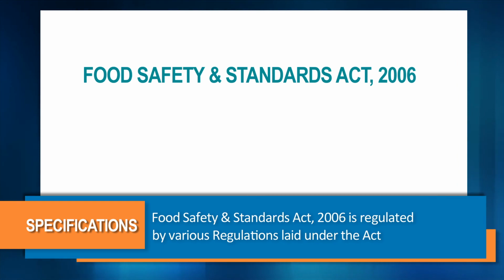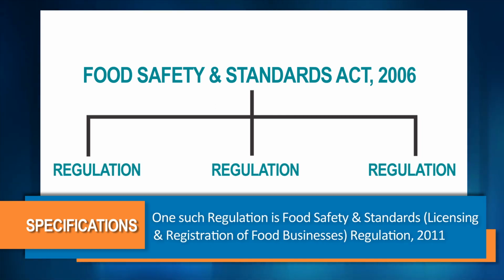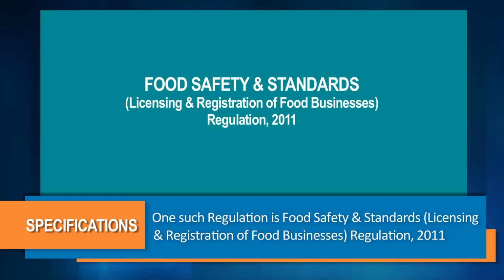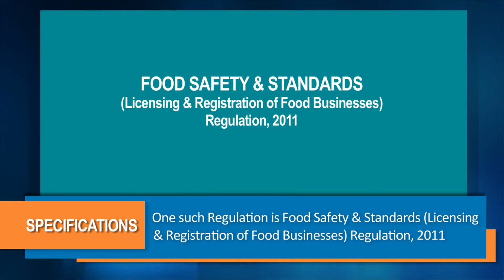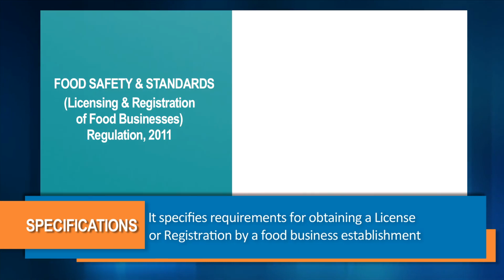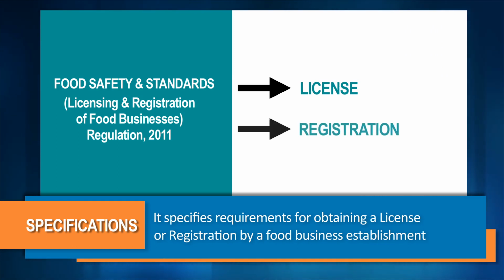Food Safety and Standards Act 2006 is regulated by various regulations laid under the Act. One such regulation is Food Safety and Standards, Licensing and Registration of Food Businesses Regulation 2011. It specifies the requirements for obtaining a license or registration by a food business establishment.